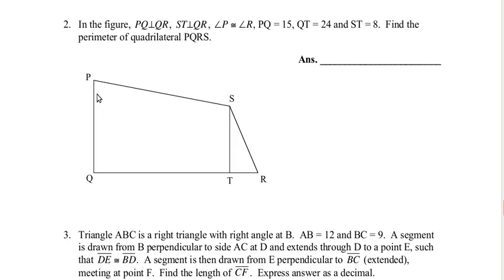What we really have to notice here is that PQ is perpendicular to QR, so there's a right angle here, and ST is perpendicular to QT, so there's a right angle in this corner. So that's two right angles in a trapezoid. This makes this a right trapezoid. So that's what we're really going to work with here, a right trapezoid.